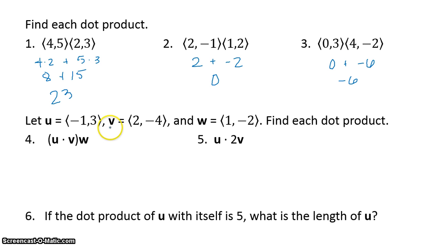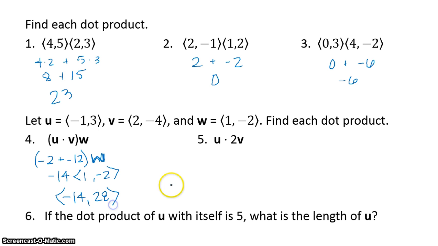If u equals negative 1, 3, v equals 2, negative 4, and w equals 1, negative 2, find each dot product. So on the first one, just like normal order of operations, you need to do your parentheses first. So when I do the dot product for u and v, that's going to be negative 2 plus negative 12, and I'm multiplying that by w. So negative 2 plus negative 12 is negative 14. Just to make it a little easier, I'm going to go ahead and write w down. So now I'm just doing that number distributed to each of those. This is not a second dot product. You're just doing a scalar times a vector. And I get negative 14, 28.